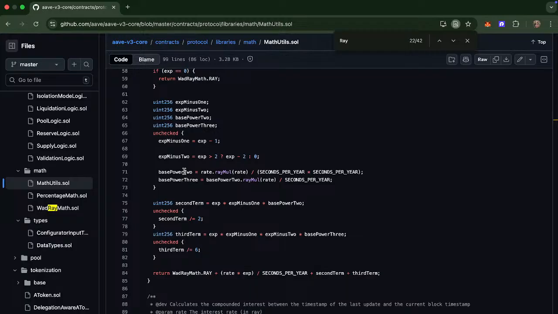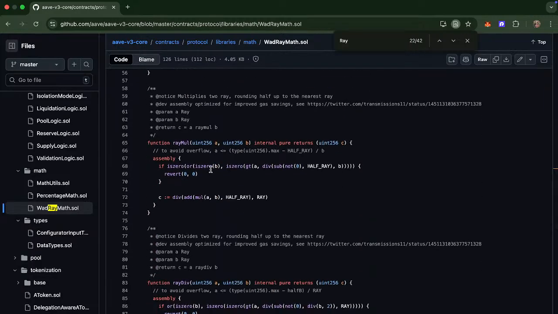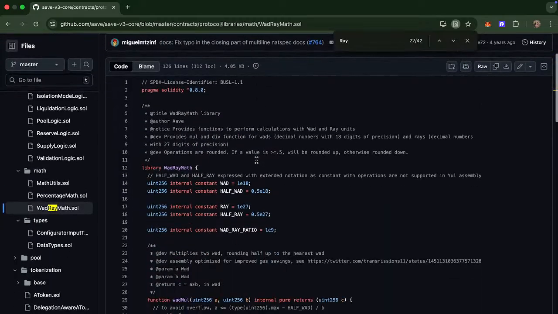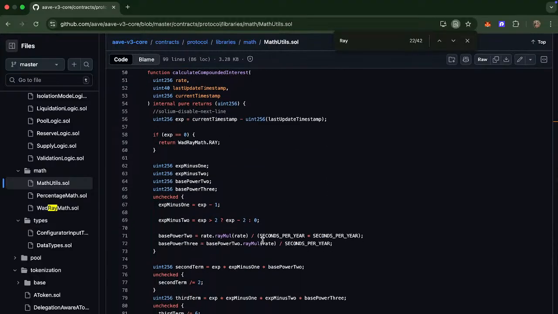Multiplication of rate is converted to ray. A and b we are going to pass, and it's going to return ray form, like 1e27. What's the difference between ray and wad? I forgot. Ray is base 27 and wad is base 18. So we are passing here only rate with rate. Why are you doing this? I am not getting it.